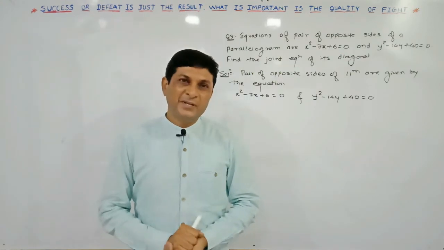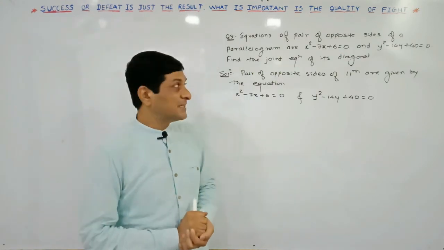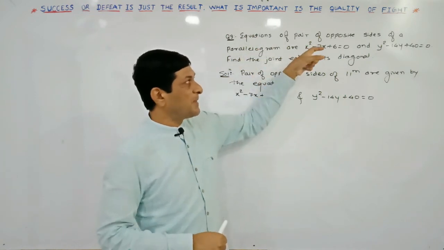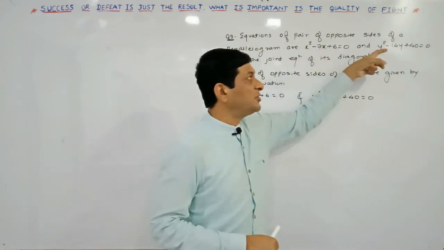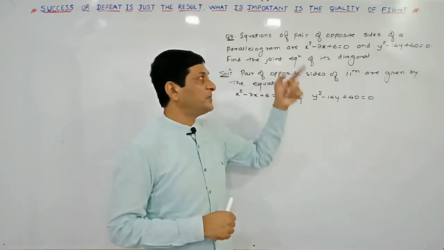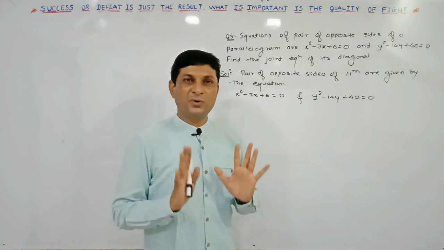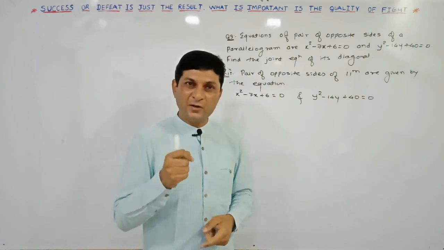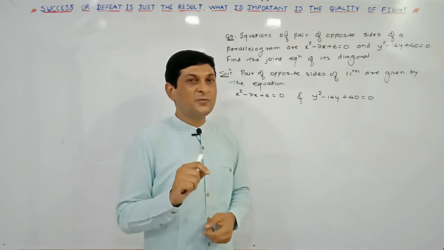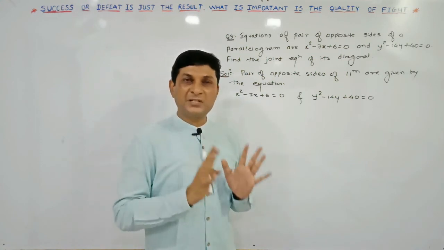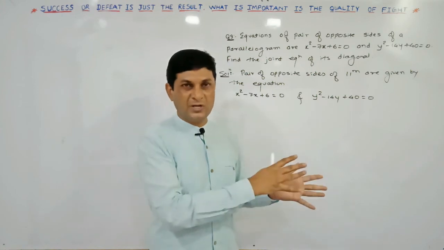Now see the example number 9th. In the 9th example, it is given to us that equation of pair of opposite sides of a parallelogram are given by these two equations. Using this, we have to find out joint equation of its diagonal. So later on we will see how to find out the joint equation. Means to find out joint equation of the diagonal, first we should have to know equation of both the diagonal. Means first our aim is to find out equation of both the diagonal.